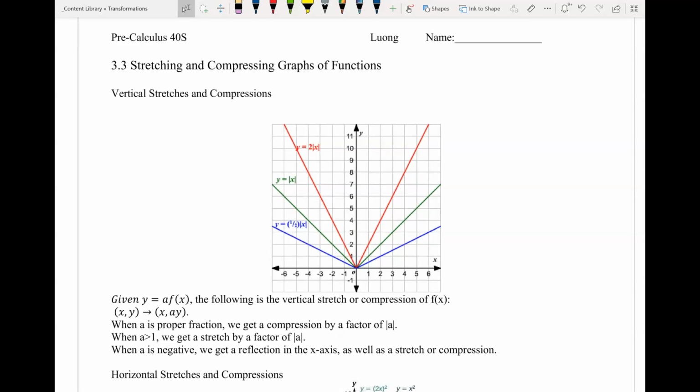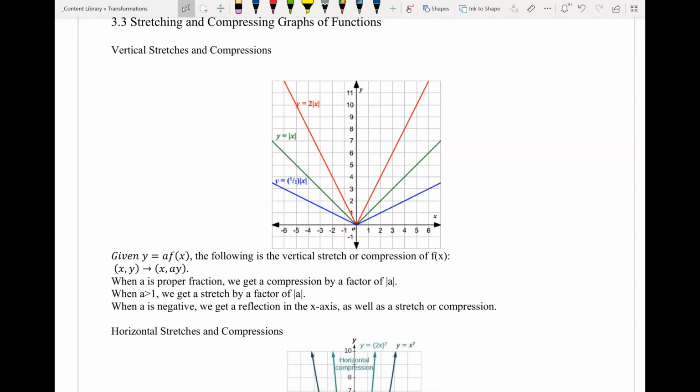Welcome to the next section of our transformations unit. We're going to look at stretching and compressing graphs of functions today. If we're just looking at vertical stretches or compressions, you're going to see some value a in front of the f of x, where a is a number. To determine the new point, you change from the original function point (x, y) to (x, ay). When a is a proper fraction, we get a compression by a factor of a. When a is larger than 1, we get a stretch by a factor of a.